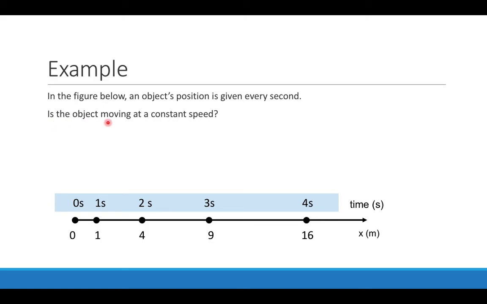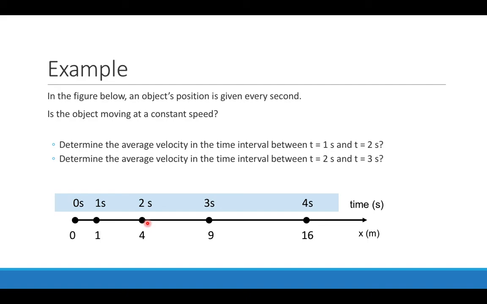So the first thing we could ask is, is the object moving at a constant speed? We should be able to look at this picture and realize that those dots are not equally spaced. In order for an object to be moving at a constant speed, it has to cover the same distance in equal time intervals. Each of these intervals are equal time intervals and the distance is not the same. So the answer is, of course, that the speed is not constant in this case.